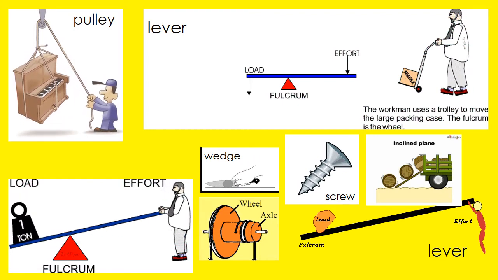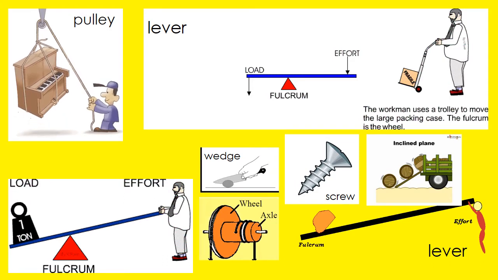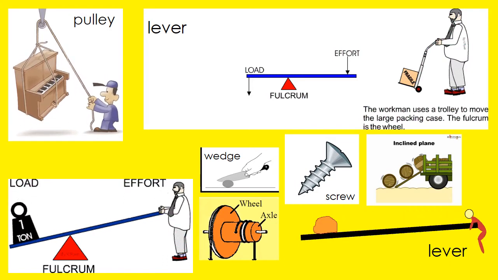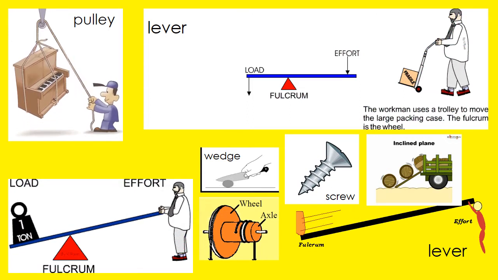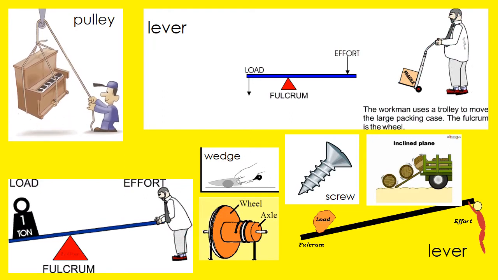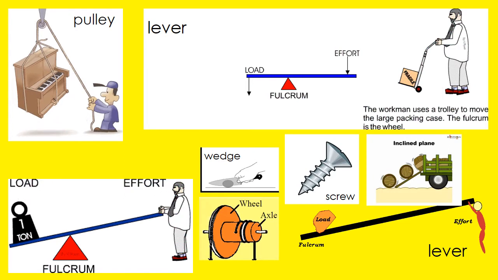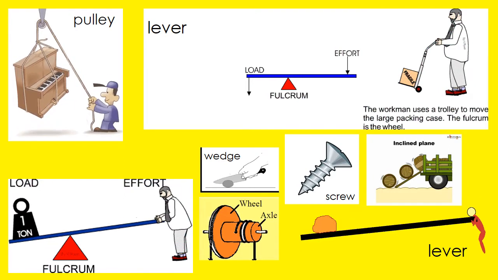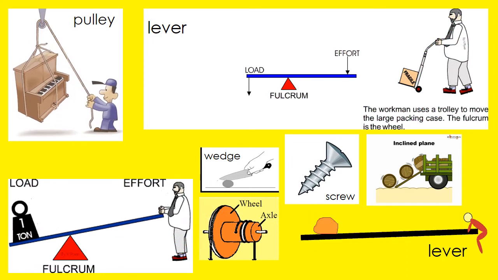A screw. And that's another simple machine. You can use it to screw boards together or something like that, or screw metals together. Keep them together. It's small, but it works really well when you use it to hold large things together, or small things too, tightly.